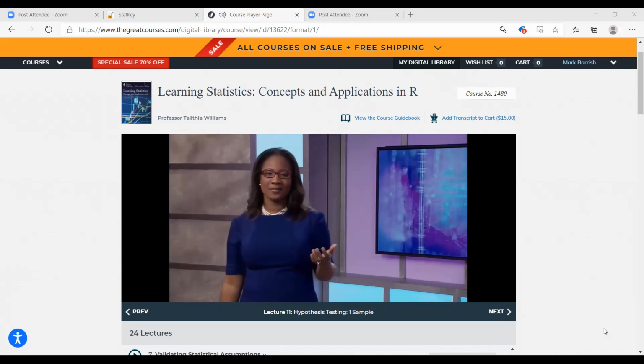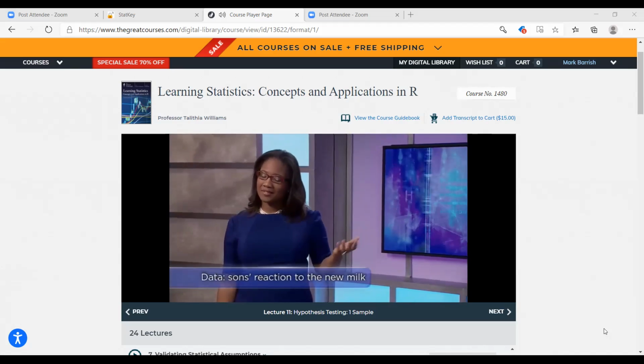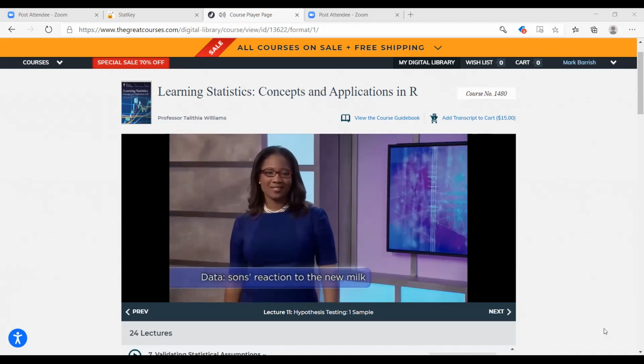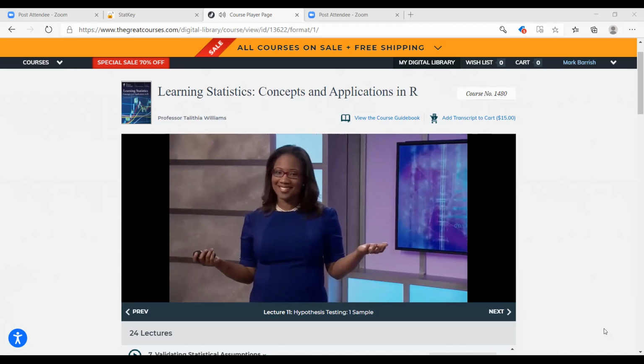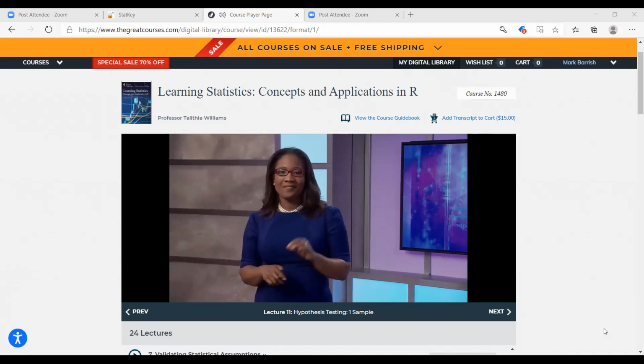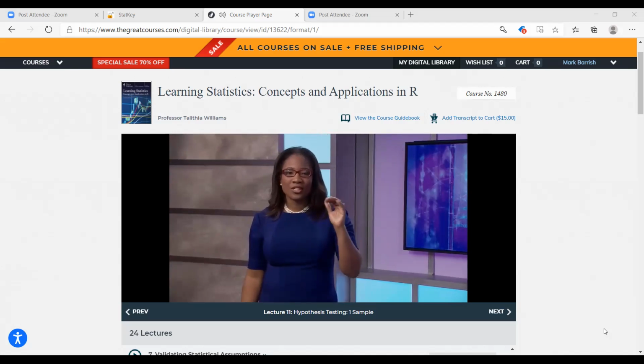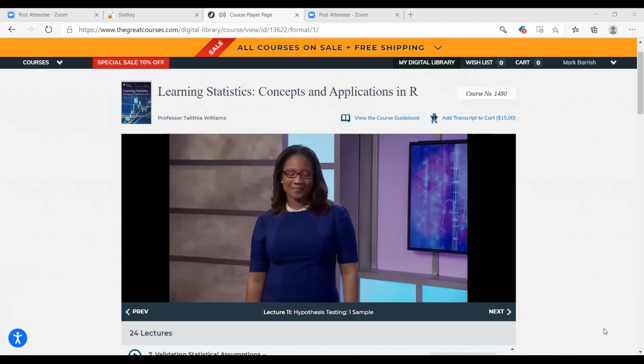And what do you think my sample data was? Well, that was my 3 sons' reaction to this new milk. And did my data support the hypothesis? Absolutely not. In fact, my data flat out rejected my hypothesis.